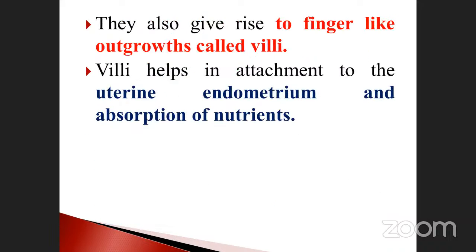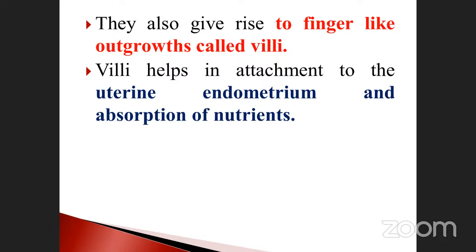They also give rise to finger-like projection outgrowths called villi. Villi help in the attachment to the uterine endometrium and the absorption of the nutrients. These are the main important functions done by villi. Note it down. So after the adherence, what happened? Secretion of lytic enzyme, which erodes. As a result, finger-like outgrowths are produced. This is called villi. What are the main functions of the villi? Villi help in the attachment to the uterine endometrium and the absorption of the nutrients. Then only the embryo will grow.